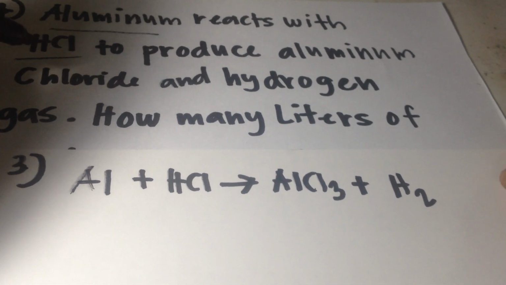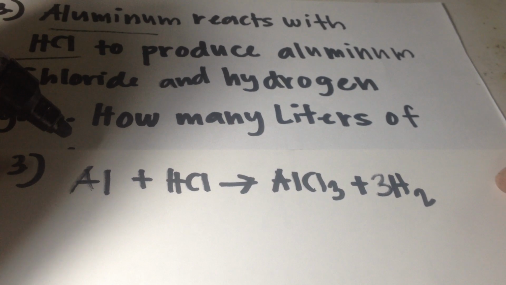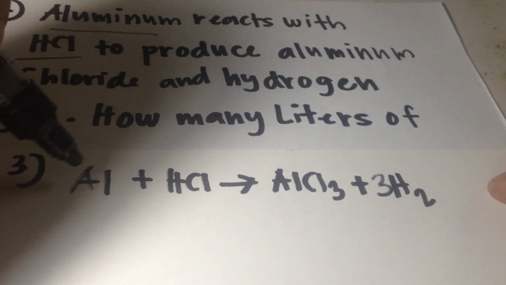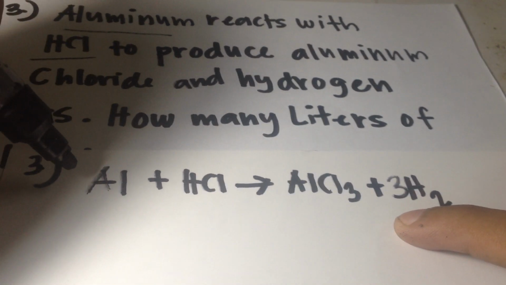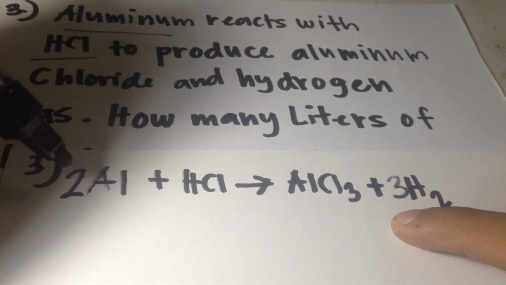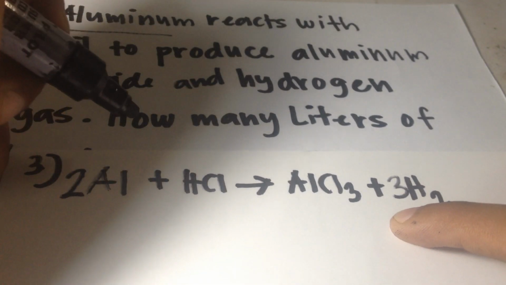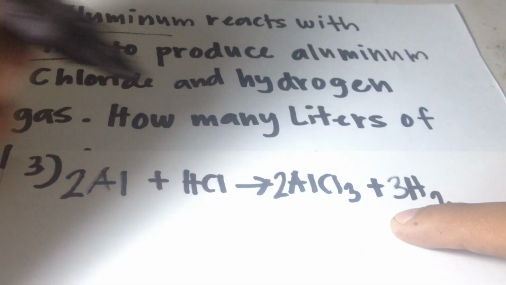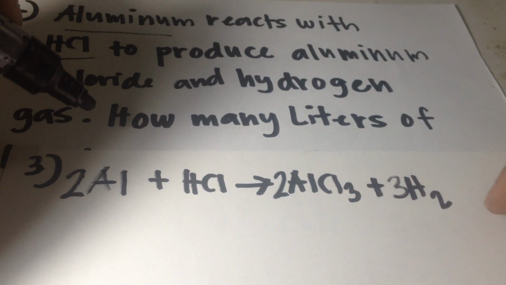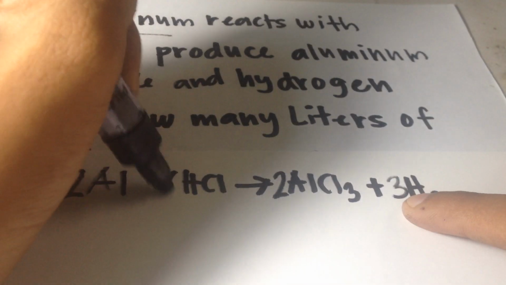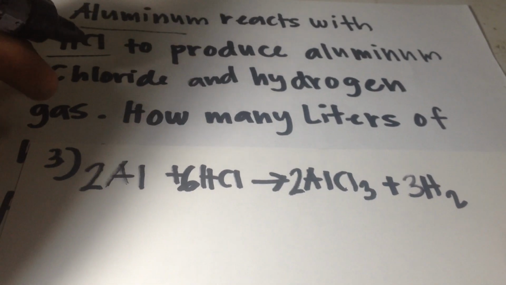So you put a 3 coefficient here, and for aluminum you put a 2 coefficient here. So you need to put a 2 here, and 2 times 3 which is 6, 3 times 2 which is 6, so 6 moles of hydrochloric acid.